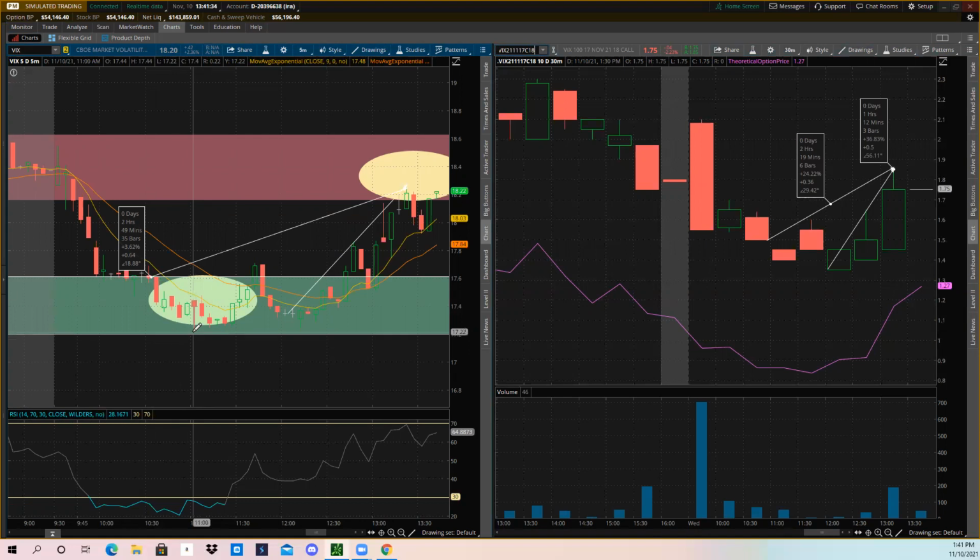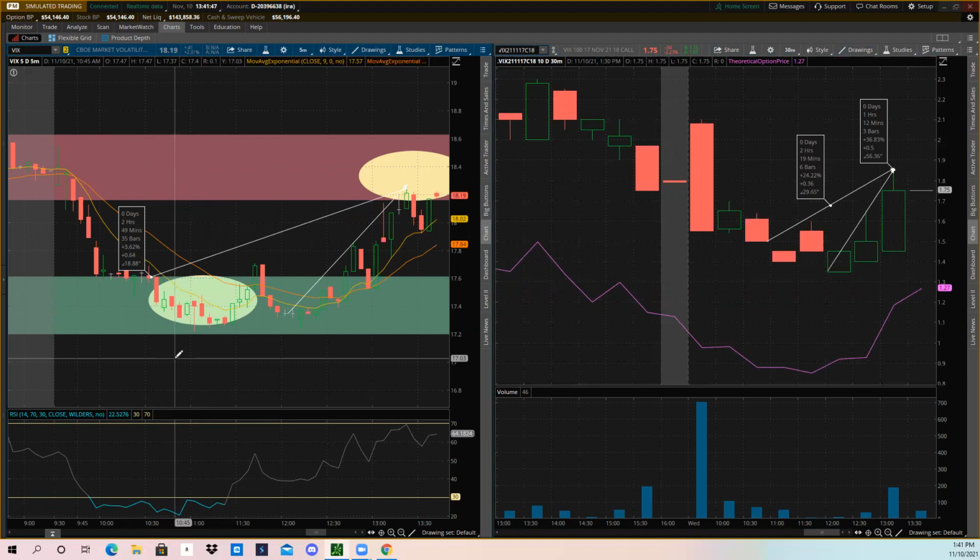Because your risk from 17.2 to 17 is only a 2-point loss, but if you buy at 17.6 and your stop loss is 17, that's a 6-point loss, okay? So it's all about gauging your trade and just understanding your risk to reward ratio.